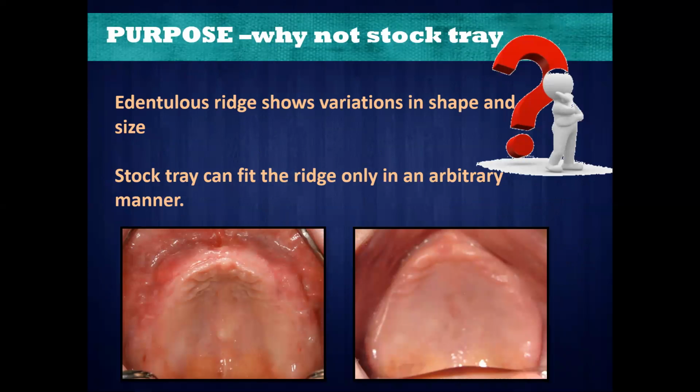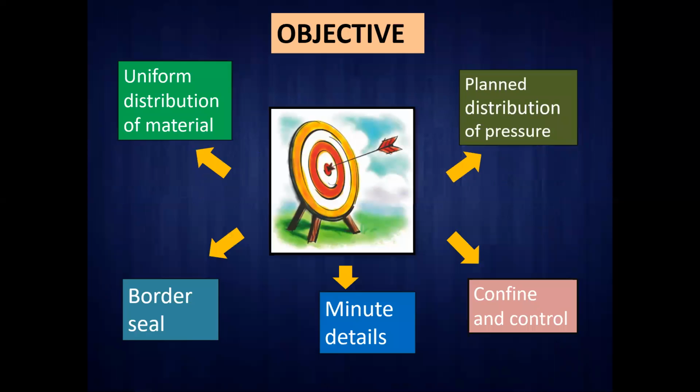The purpose: why not stock tray? Why do we need a custom tray? Why can we not make the impression in the stock tray? Because the edentulous ridge shows variation in shape and size, and the stock tray can fit the ridge only in an arbitrary manner. So we cannot make an accurate impression using the stock tray, and for that purpose we need a customized tray which is particular for a particular patient.